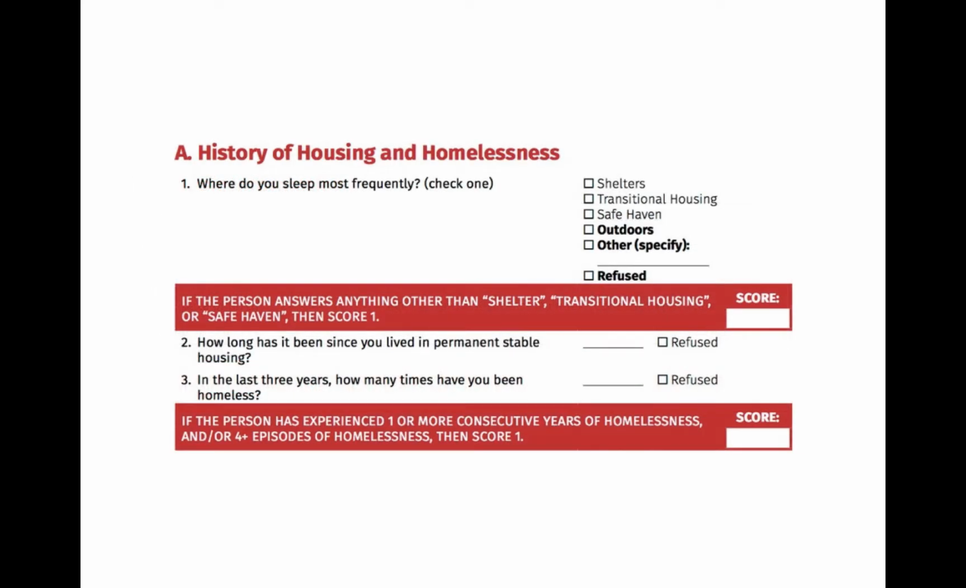Okay, and then it asks, where do you sleep most frequently? This is going to be answered by the head of household or by the individual you're asking. So it would be shelters, transitional housing, safe havens. There are no safe havens in Rhode Island unless it was out of state, then you wouldn't select safe haven, outdoors, other, or if they refused. And then number 2 is, how long has it been since you lived in permanent, stable housing? And 3 is, in the last 3 years, how many times have you been homeless?